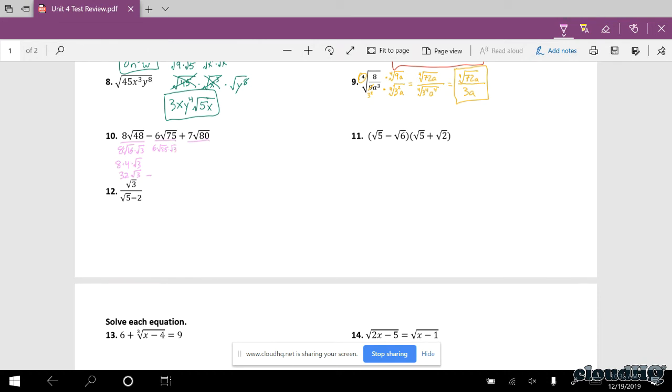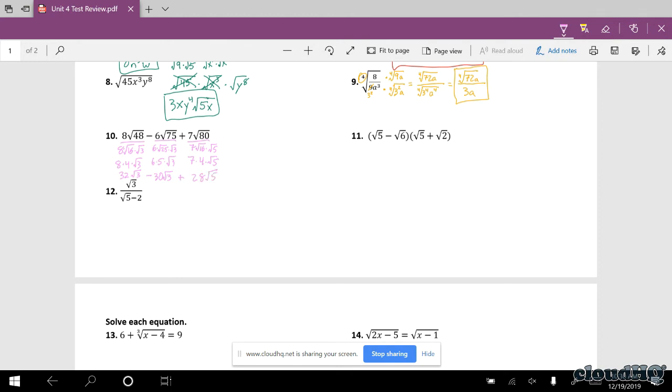I would think of 75 as 25 times 3. Square root of 25 is 5. So in total, 30 square roots of 3. Plus, in the next one, 80 is 16 times 5. So I have 7 times 4 times the square root of 5. That's 28 square roots of 5.